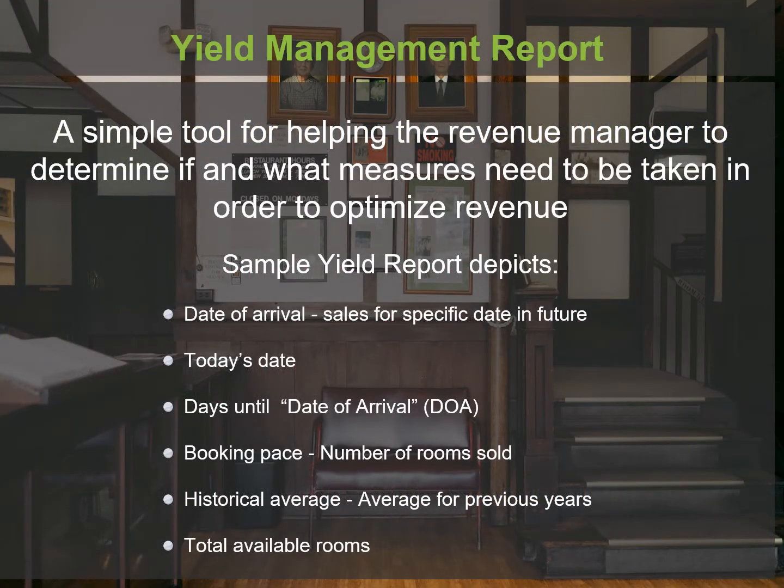Specifically, we're going to look at the yield management report, and it's a tool to help the revenue manager or the general manager determine if and what measures need to be taken in order to optimize revenue. A simple yield report will have things like date of arrival, so we can look at sales for specific dates in the future. It'll have today's date, days until arrival, a booking pace, so the number of rooms that have actively been sold, a historical average, so it can show us an average from previous years, and the total available rooms as well.